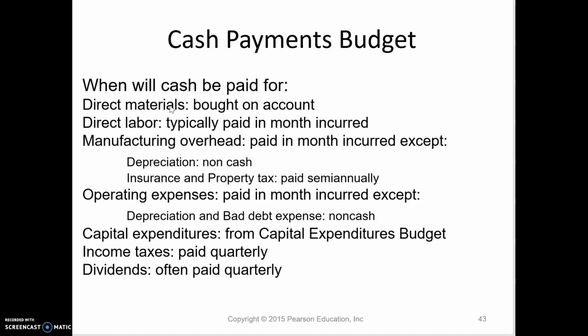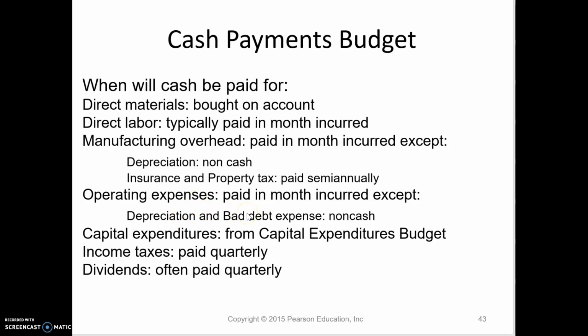Direct labor, typically paid in the month incurred. Manufacturing overhead is typically paid in the month incurred, except we could be including some non-cash items. So depreciation is a non-cash expense. It's going to be an expense that we take on our manufacturing overhead budget, and actually same on the operating expense budget, but those don't involve a payment of cash. So when we look at the manufacturing overhead total amount, we need to subtract out the depreciation. Okay. Same for on your operating expense budget.